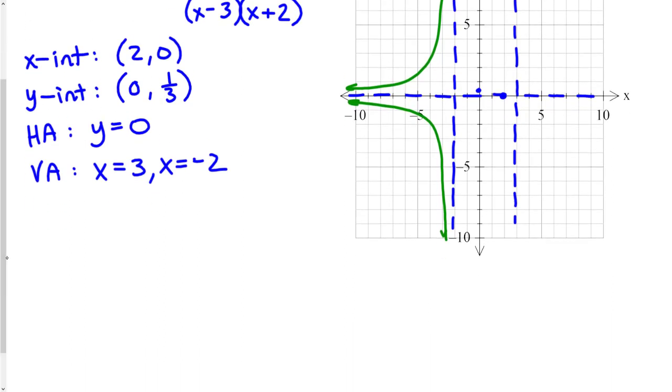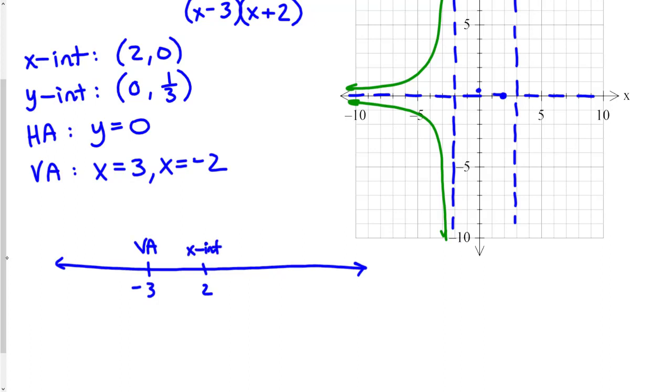So on that interval, up to -2, that was a vertical asymptote. And then I had +2 is an x-intercept. And you don't need to label these, I just do it out of habit. And +3 is another vertical asymptote. Okay, so say at -4.